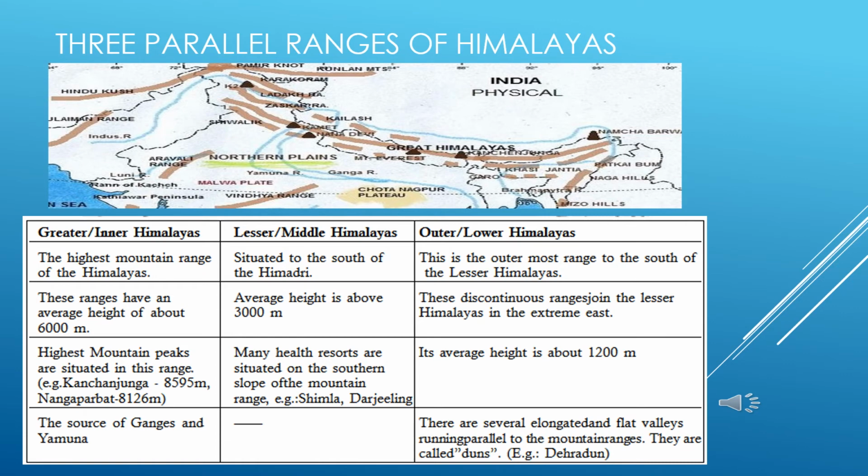The range consists of the famous valleys of Kashmir, Kangra, and Kullu Valley in Himachal Pradesh, and this region is well known for its hill stations.